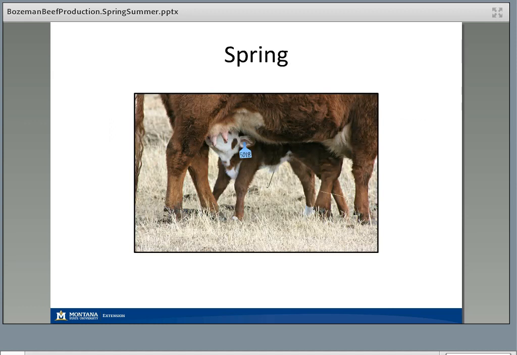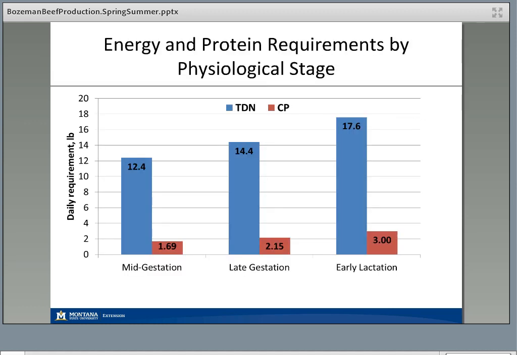So starting in the spring, of course, if we think about calving, we have to consider how nutrient demands change throughout the production cycle. As you can see here, we have mid-gestation, late gestation, and early lactation energy and protein requirements. The blue bars are TDN, or total digestible nutrients, which is a measure of energy, and the red bars are crude protein. As you can see, we have quite a great increase from mid-gestation to the last trimester, and an even greater increase into early lactation.